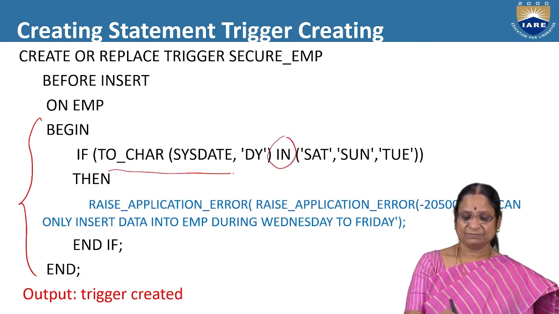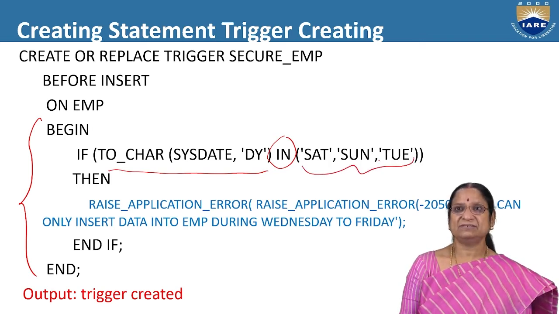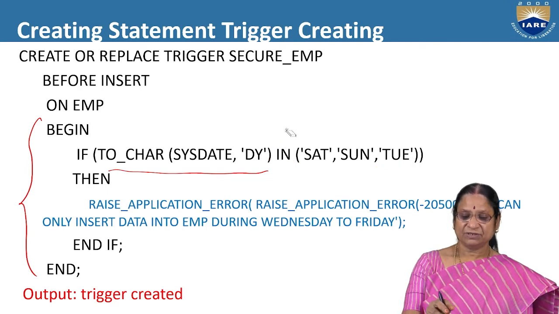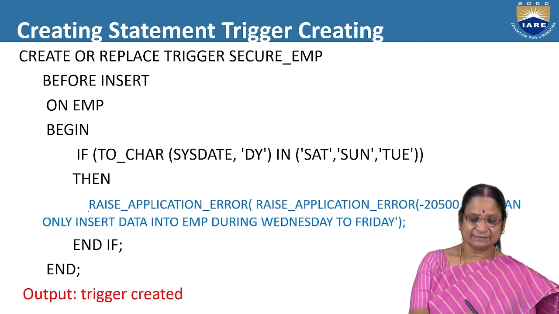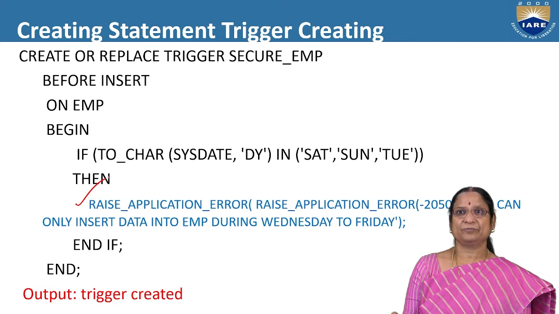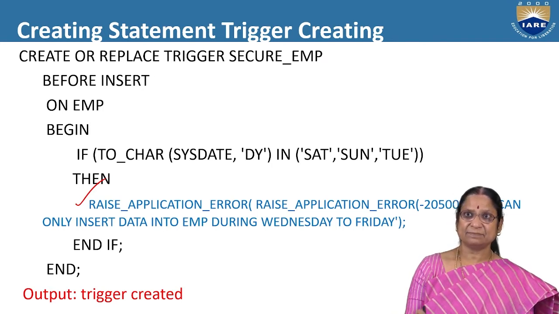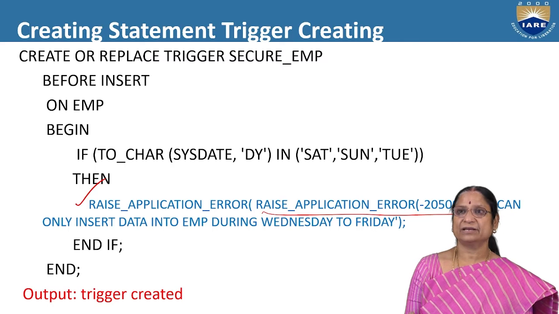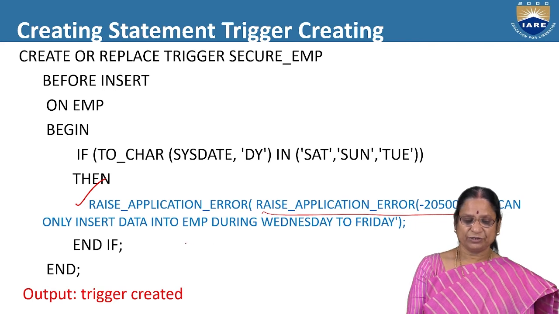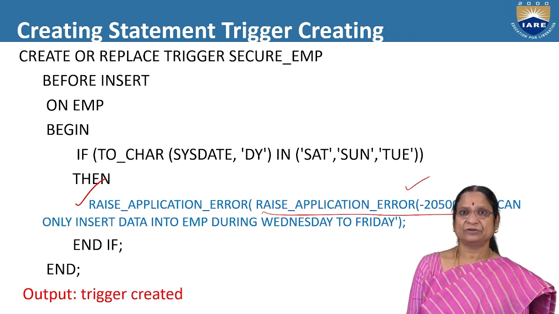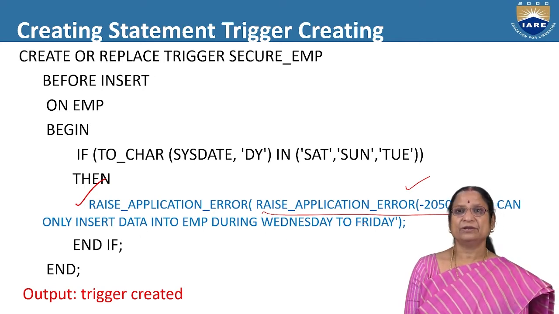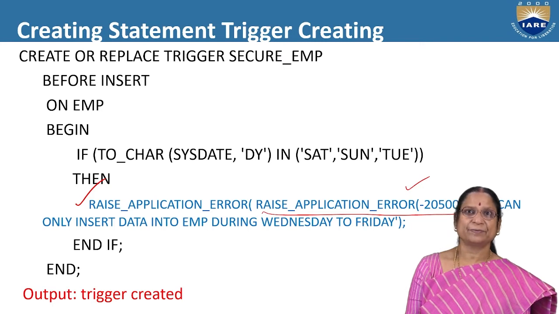That means if the day from the system date is in these three options, Saturday, Sunday, Tuesday, then what happens? We should not allow insertions. So then we are raising raise_application_error. We are raising an error. What is raise_application_error? The application error number we are writing is -20500, with the message: You can only insert data into EMP during Wednesday to Friday. This is an application error already defined in the system.